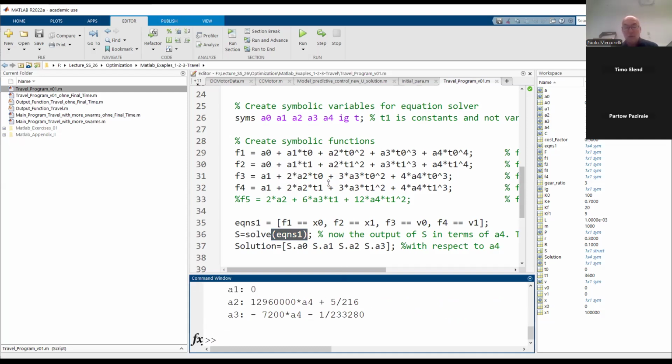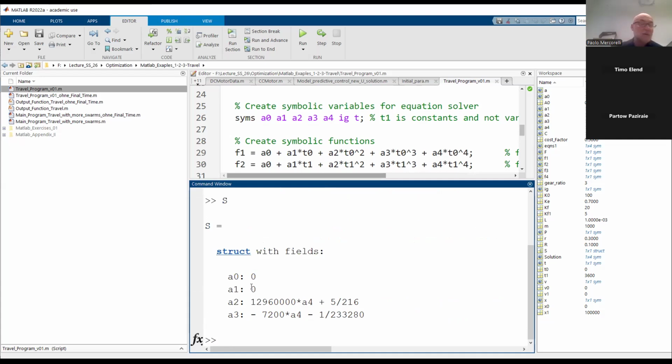We can see that the solution A0 equals 0, as I told you. A1 equals 0, I already justified, no? Initial position, initial velocity. And look here, parameters A2 and A3 can be calculated as a function of A4, both. This means A4 is the parameter which I can use to optimize.